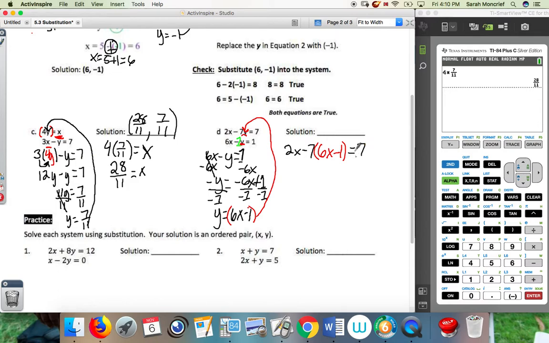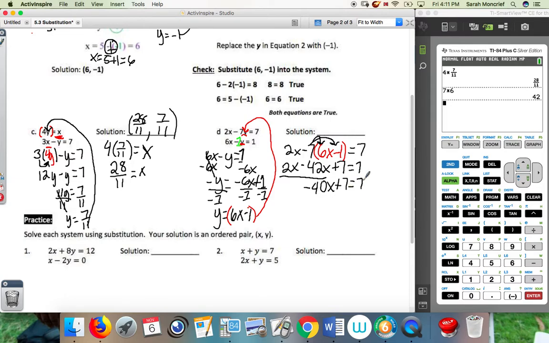So the first thing we have to do is, of course, distribute this negative 7. So we have 2x. And then what is, my brain's gone kaput. What is 7 times 6? 2x minus 42x plus 7 is equal to 7. So let's combine like terms. What is 2x minus 42x? That is a negative 40x. So negative 40x plus 7 is equal to 7.